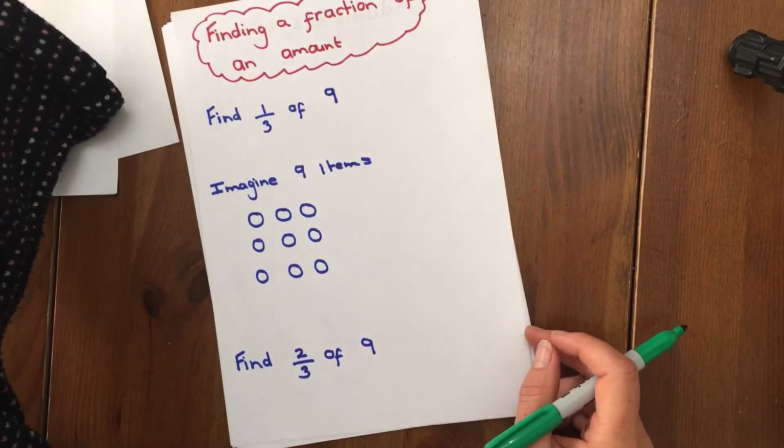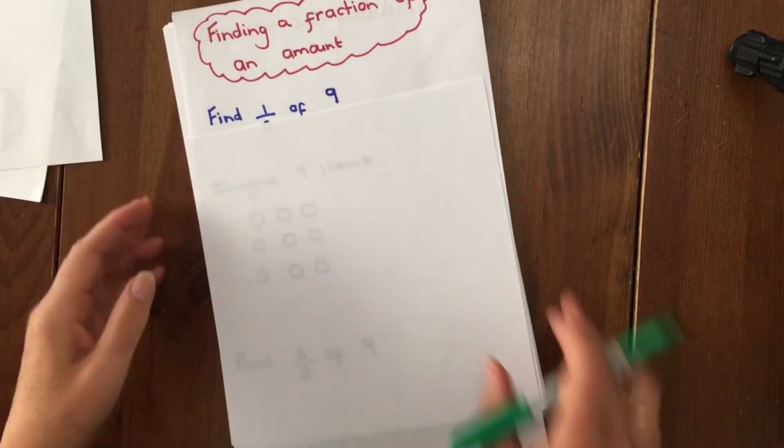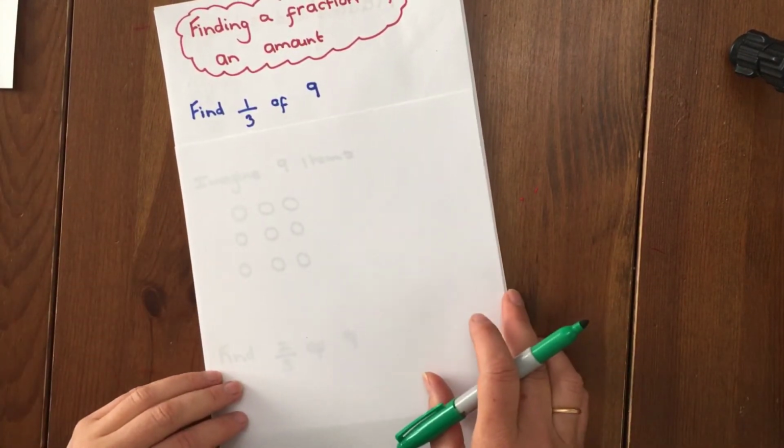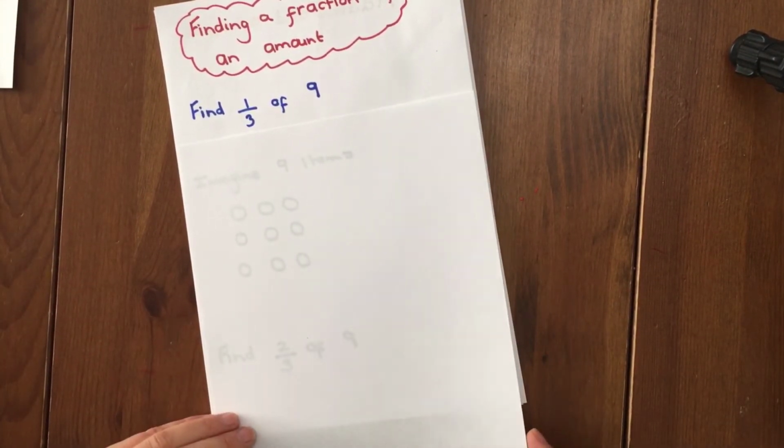It's a bit easier than the last lesson. And I'm just going to guide you through before I give you the learning check. Okay, if you're asked to find 1/3 of 9.